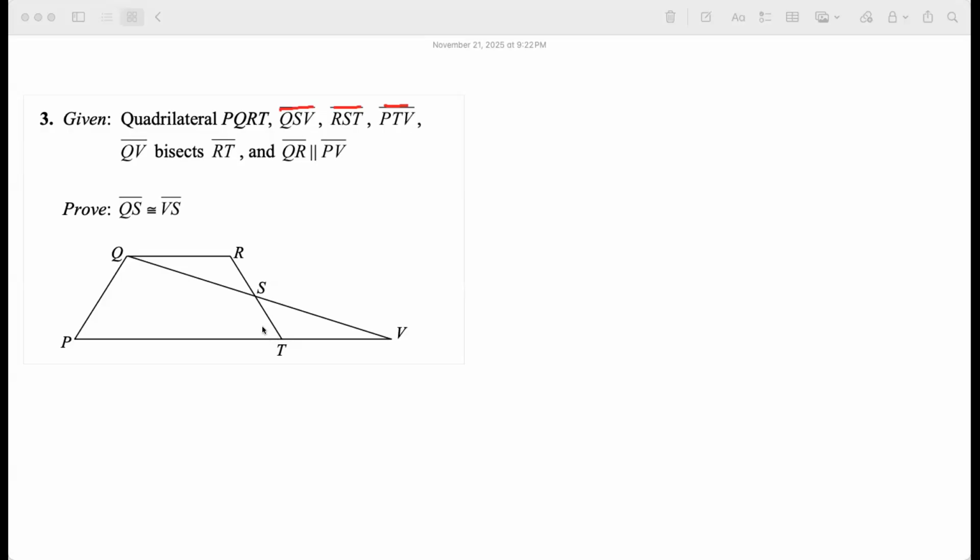QV bisects RT and QR is parallel to PV. So what? Good one though, guys. You need to prove QS is congruent to VS.